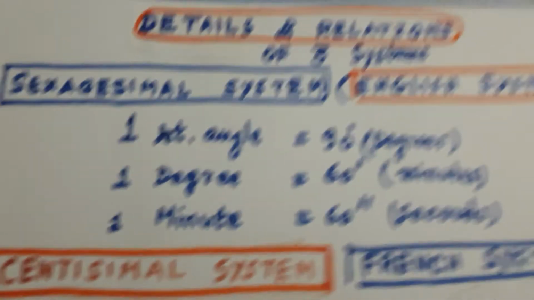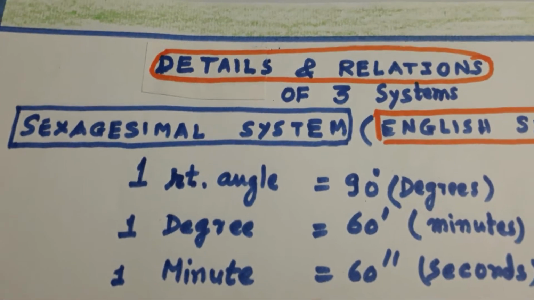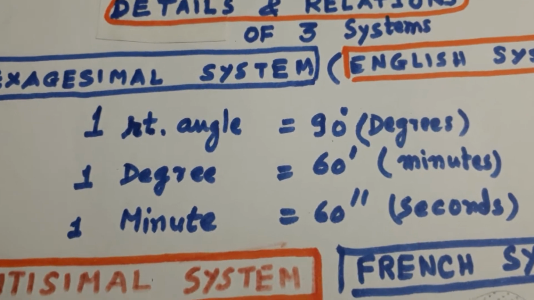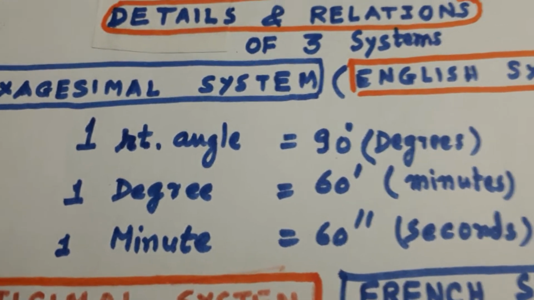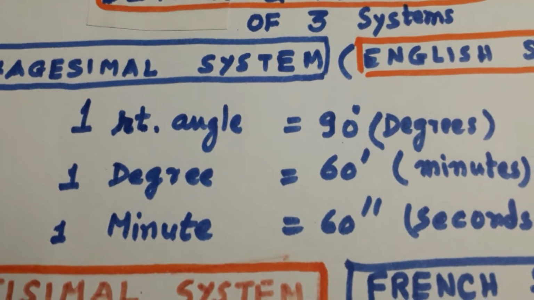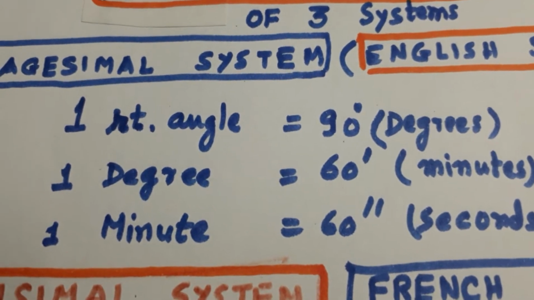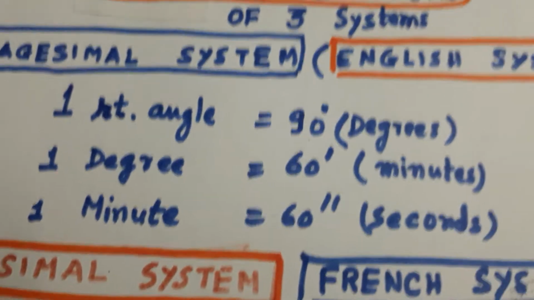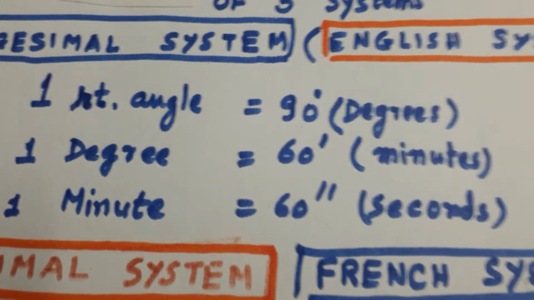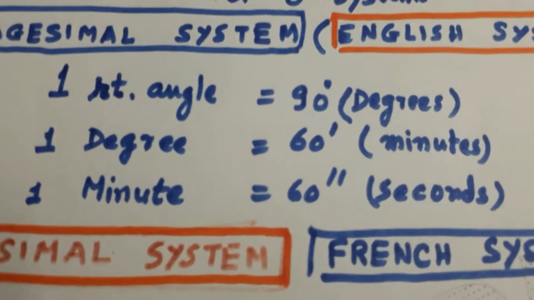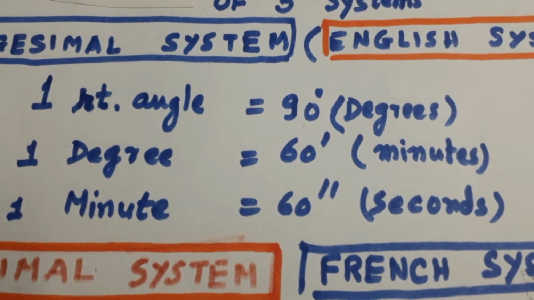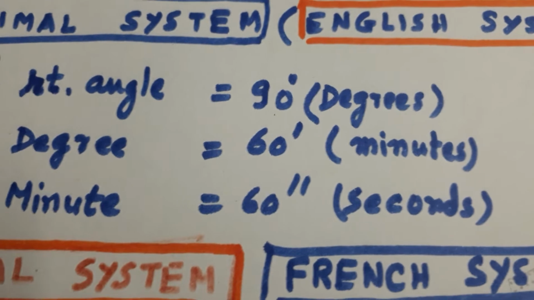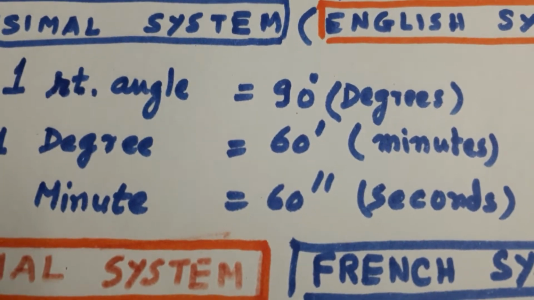Now let us first of all try to understand what is sexagesimal system or English system. Sexa means 60. So here in this case, one right angle is equal to 90 degrees and 1 degree is 60 minutes. Minute here is written like a dash there. And 1 minute is equal to 60 seconds. This minute and seconds, these are different from the measurement of time, since we are dealing with the angle.